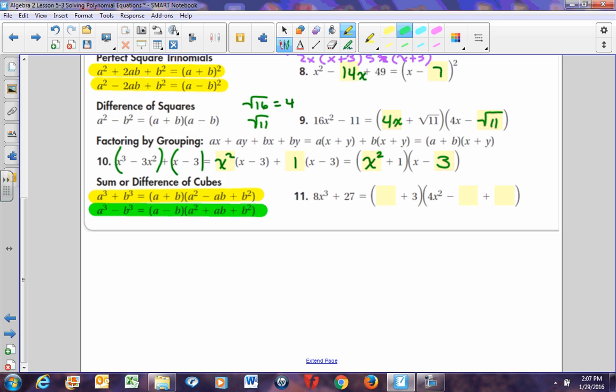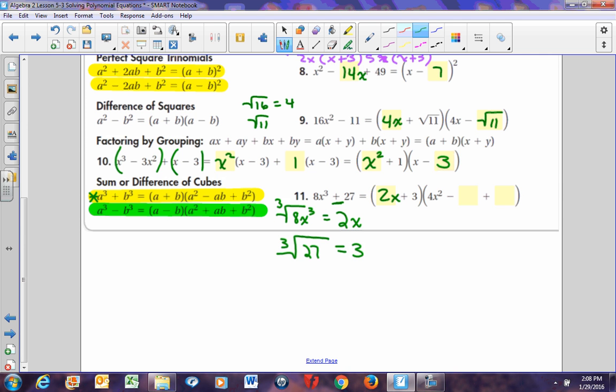So if I take 8x to the third plus 27, first thing I need to know is what is the cube root of 8x to the third. Well, that would be 2x, because 2x times 2x times 2x gives me 8x to the third. And what is the cube root of 27? Well, that's 3. So if I follow this formula, because it's a plus, I'm going to be using this formula right here. I would do a plus b, so in this case I'd have 2x plus 3.